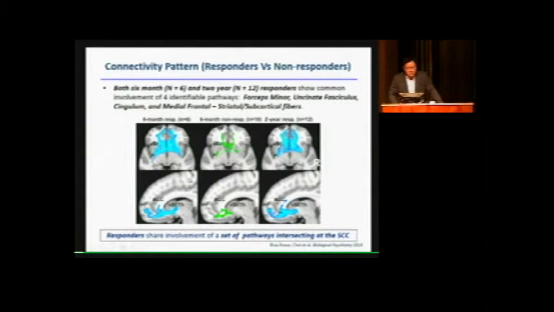However, when we look at their connectivity pattern between the responder and non-responder, as you see in the two figures here, their connectivity pattern looks different. So responders hit the medial frontal and the ventral striatum and the subcortical region, and also the cingulum bundle. However, non-responders stay local in their connectivity pattern.